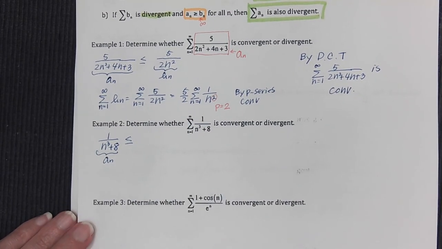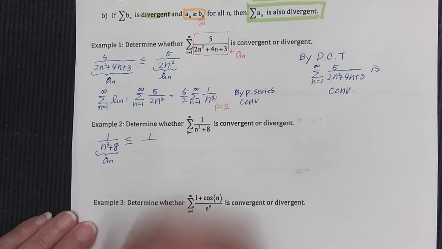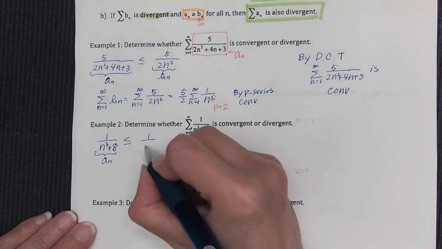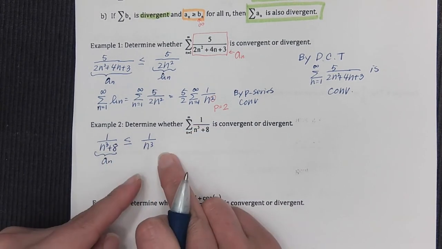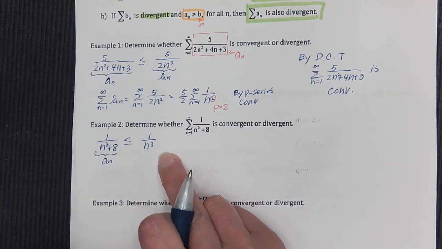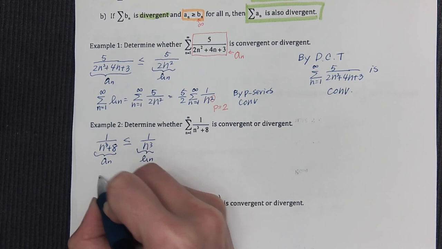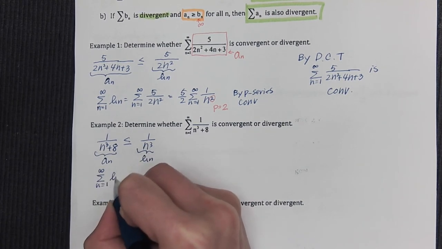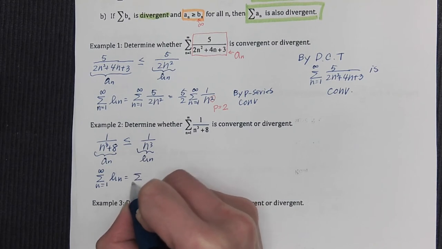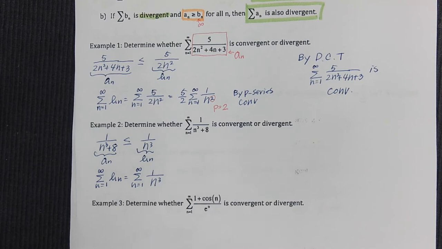What did I say? Make the denominator smaller. 1 over n cubed, that's it. If you take away the 8, n cubed is always bigger, right? That's my b of n. Summation n equals 1 to infinity of b of n, which is summation n equals 1 to infinity of 1 over n cubed.